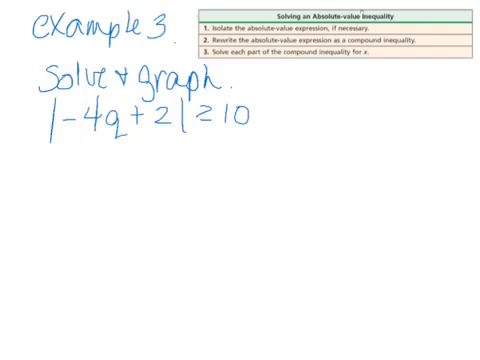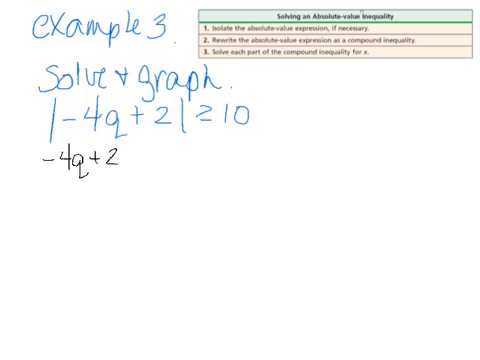It's absolute values with inequalities. And here are some steps for you. We're going to isolate the absolute value expression if necessary. In this first example, it's not necessary. Then we're going to rewrite the absolute value expression as a compound inequality and solve them separately. So let's try this first one. It's already isolated, so I'm going to rewrite it.